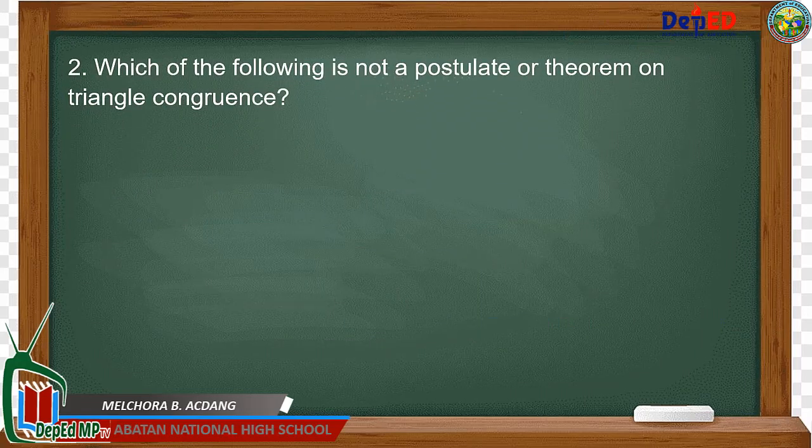Number 2. Which of the following is not a postulate or theorem on triangle congruence? Letter A. Side, side, side. Letter B. Side, angle, side. Letter C. Side, side, angle. And letter D. Angle, side, angle.